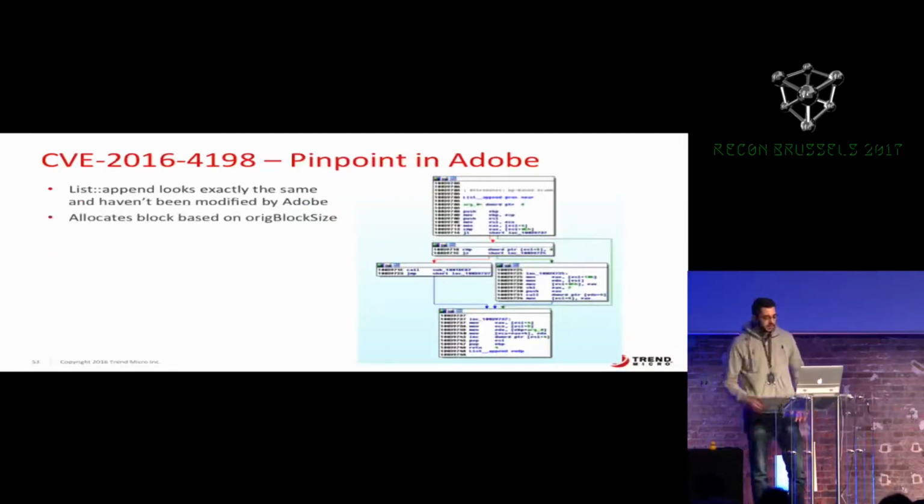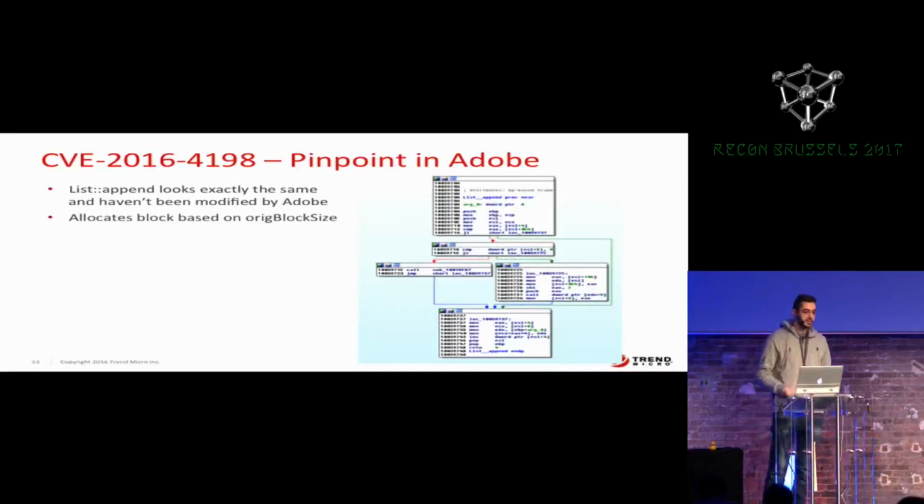So the next function that we can check is list append. Basically, Adobe just copy-pasted the same thing. They didn't modify any of the code, and as you can see, it does the same thing. It grabs that original block size, uses it in an allocation, and then writes to that block.